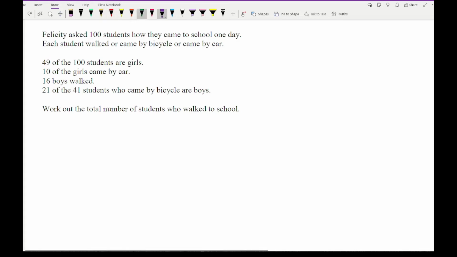So let's start by having a look at the categories. Well, we know that we've got our methods of transport. So we've got walking, we've got bike, and we've got car. So let's set up our table. Let's go for purple. So here we've got walk, we've got bike, and we've got car. And we're also going to have our total. And we've also got boys and girls as our two columns. So let's just write boys and girls, and we're also going to have our total.